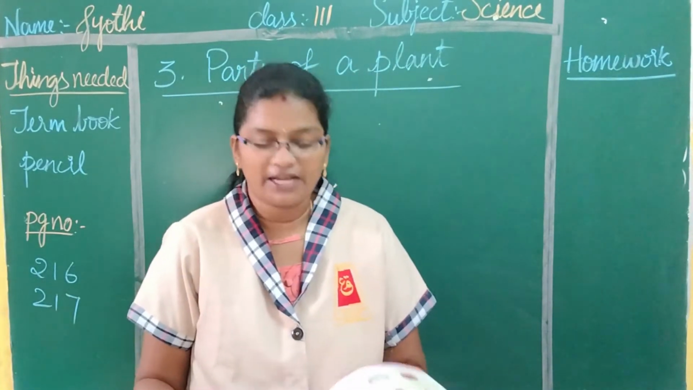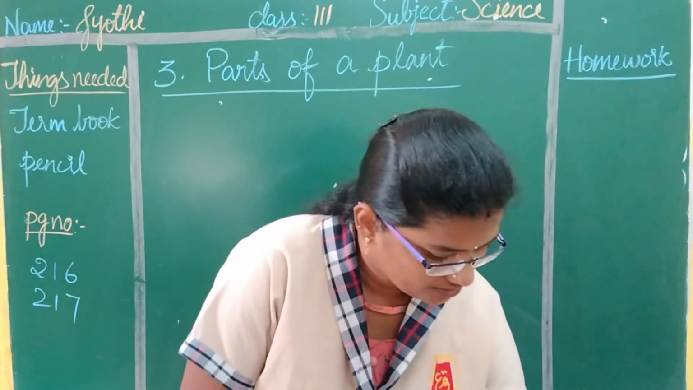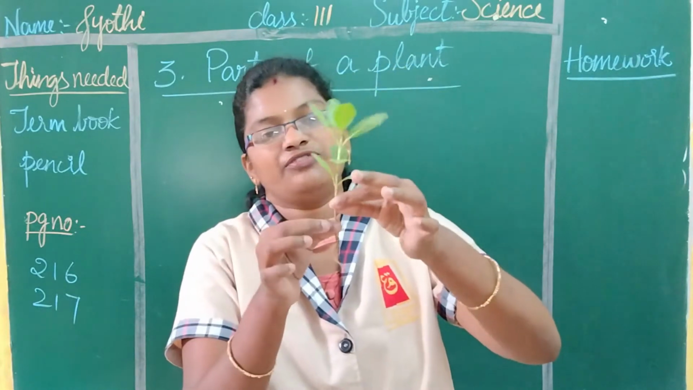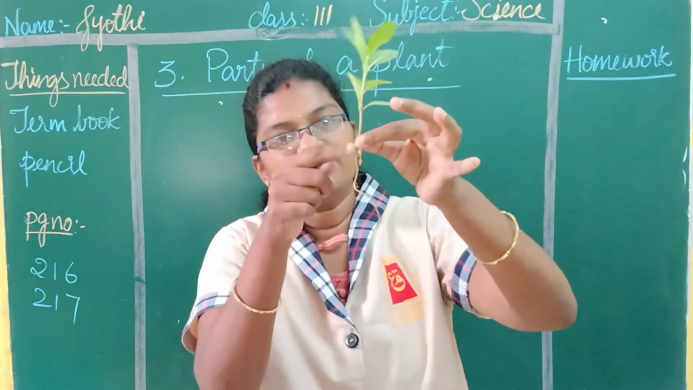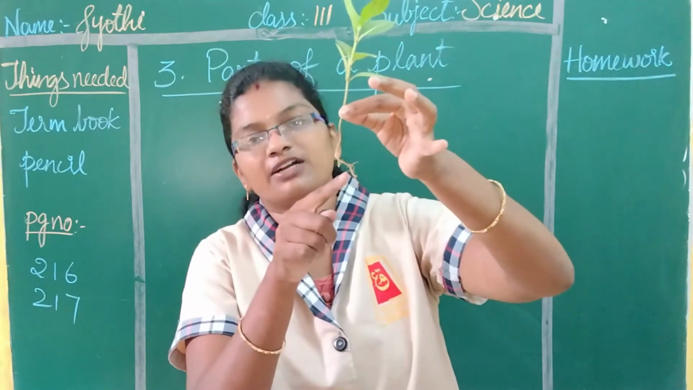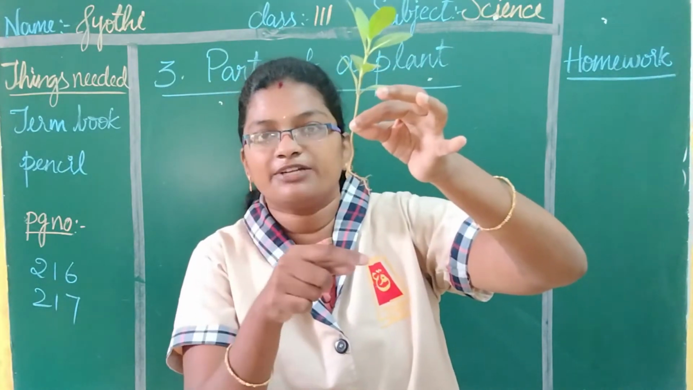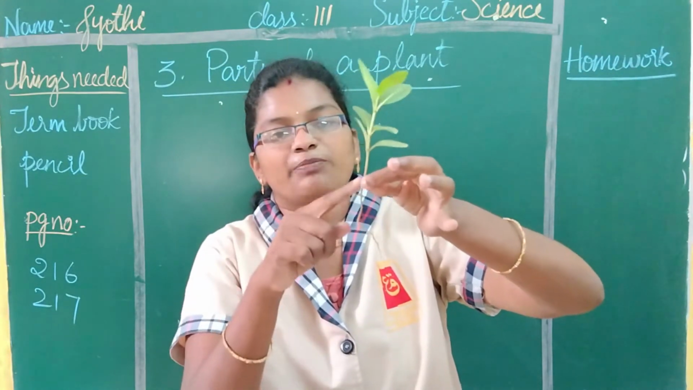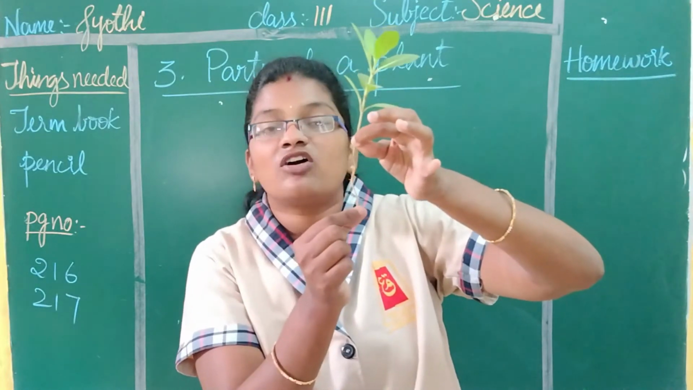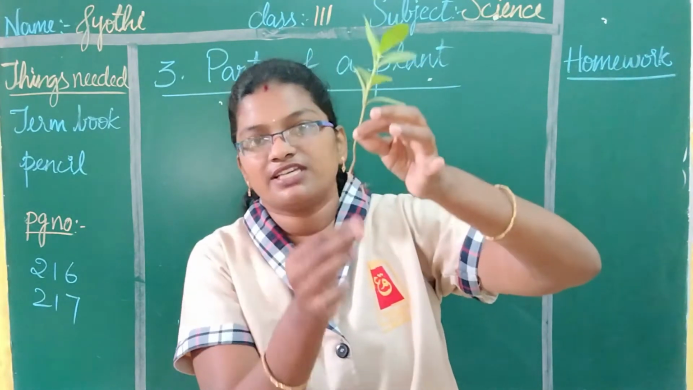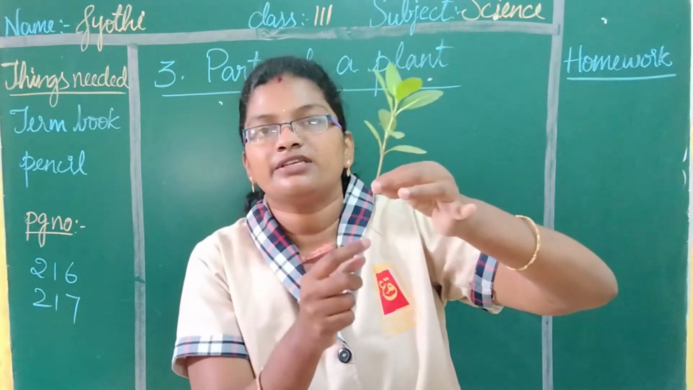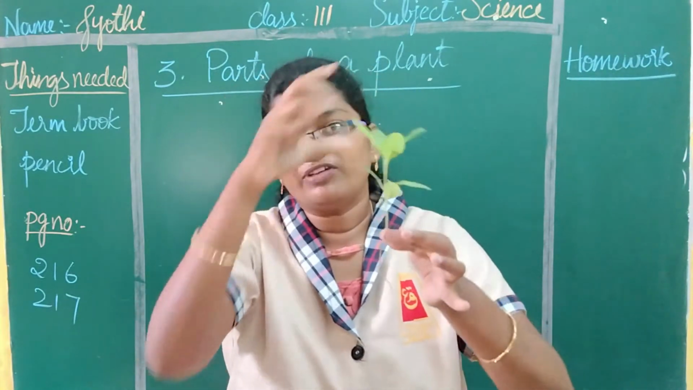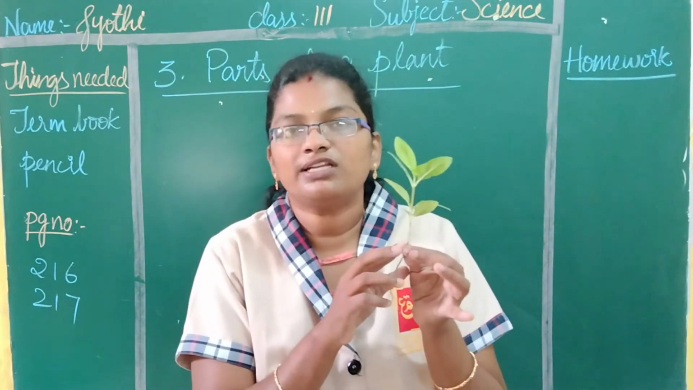So page number 217, parts of a plant. So here there is a plant. If you look at a plant, from here, this part will remain inside the ground, and you can see only this part above the ground. So the part which is inside the ground, which you cannot see, is called the root system. And the part which is above the ground level completely, we call it the shoot system.